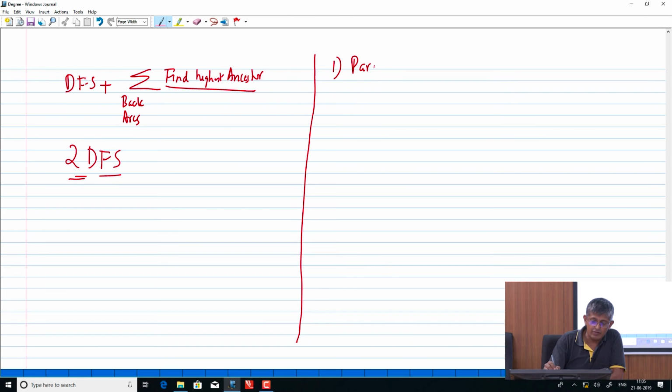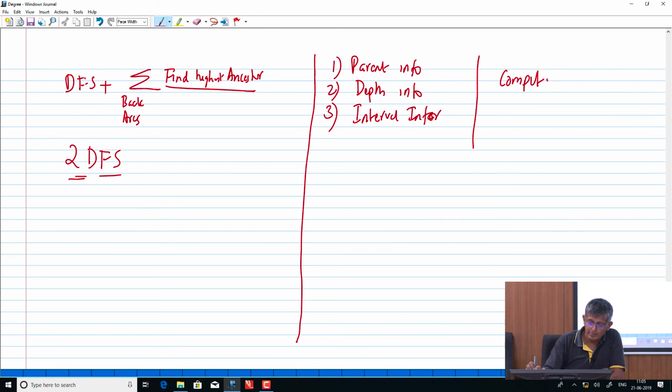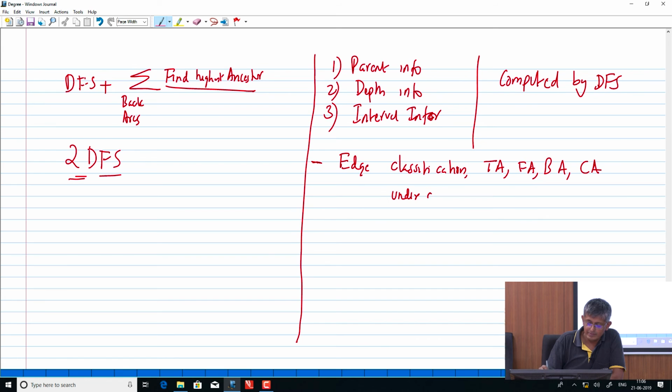One. Keep track of parent information, depth information. If you keep track of this information, this is the first step, this is what is computed by DFS. Then you can extract an edge classification into tree arcs, forward arcs, cross arcs and back arcs. In undirected graphs, you just get only tree arcs and back arcs.